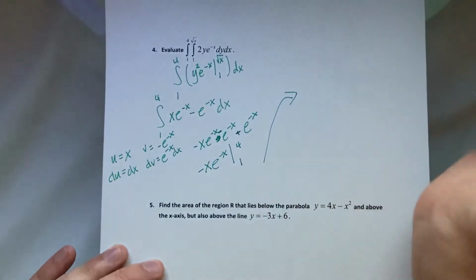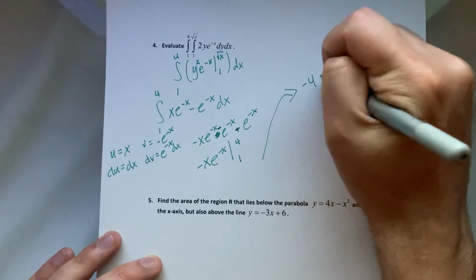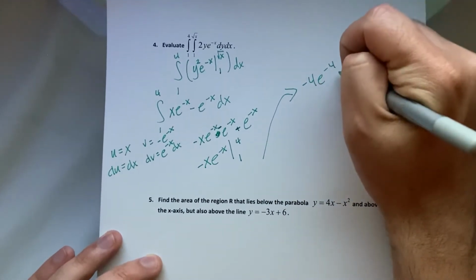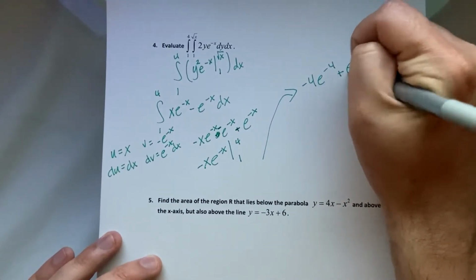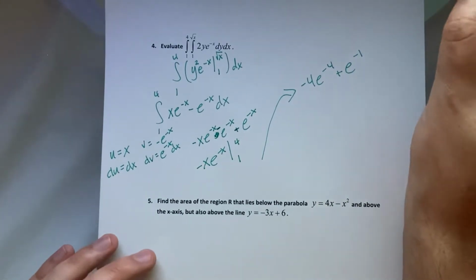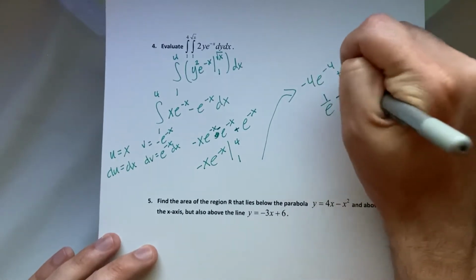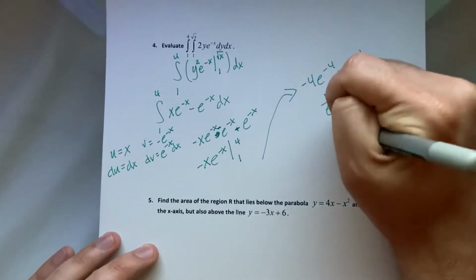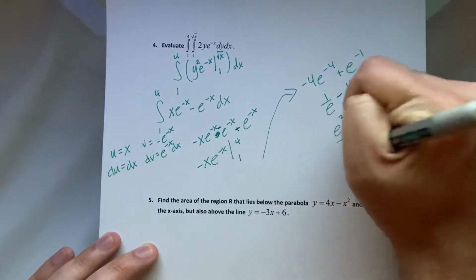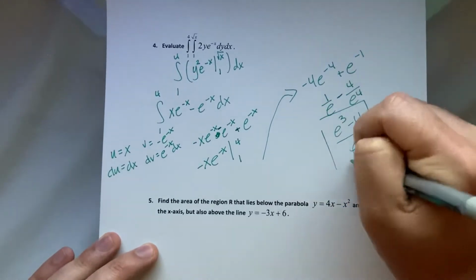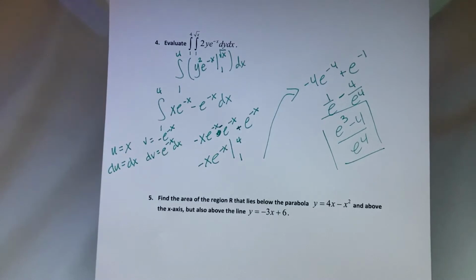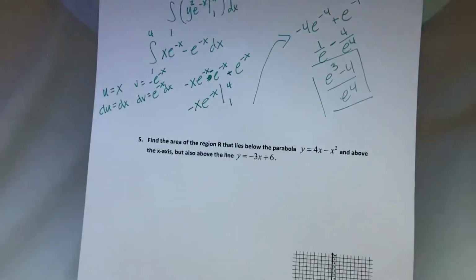If we evaluate that, we get negative 4 e to the negative 4th plus e to the negative 1st, which is 1 over e minus 4 over e to the 4th, or if we get a common denominator, e cubed minus 4 over e to the 4th. Which has some value less than 1. It's a small area. We can do another one.